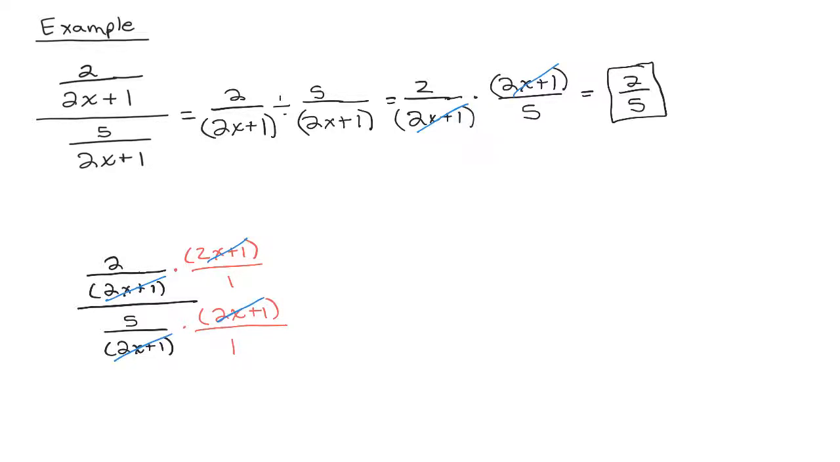Right, so what do we end up with here? I end up with just a 2 over 1, which is of course a 2, and like I said, it's not a fraction anymore in the numerator, and only a 5 in the denominator. So our answer is 2/5. Either way we do it.